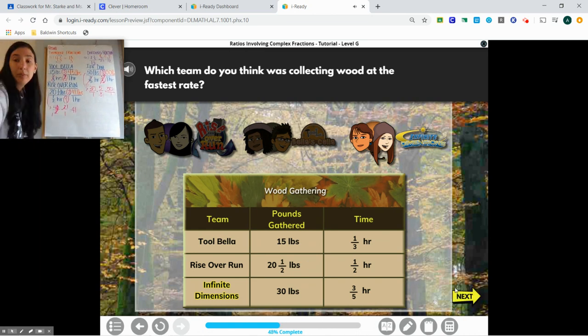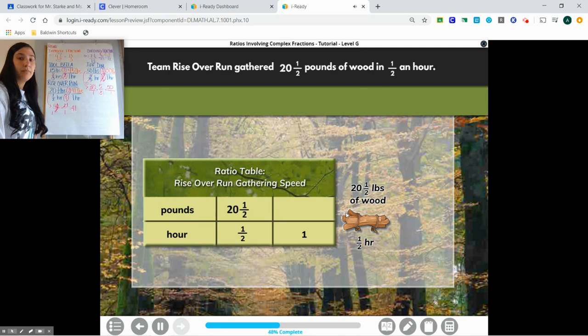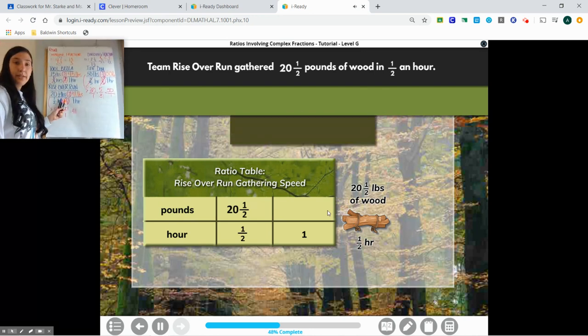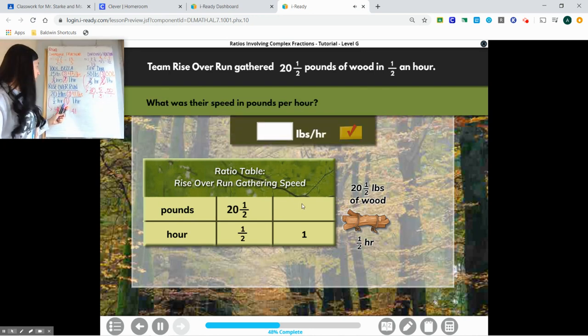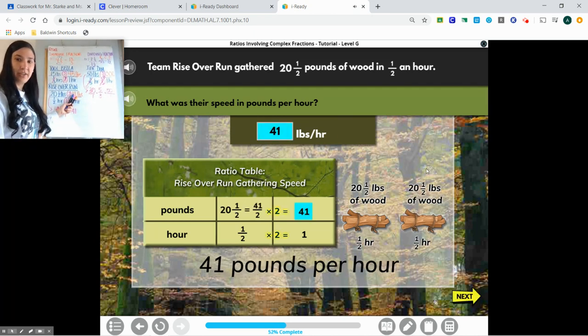So now we did all our work, so we can just plug all of this right into the charts that they give us. Rise Over Run gathered 20.5 pounds of wood in half an hour. What was their speed in pounds per hour? 41 pounds per hour. Make sure you type in the correct number. Okay, good. 41 pounds. We multiplied by 2. That's the same thing we did here.